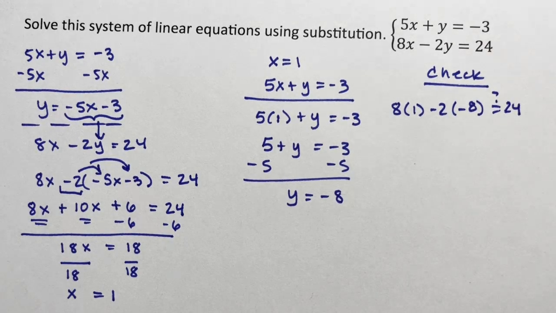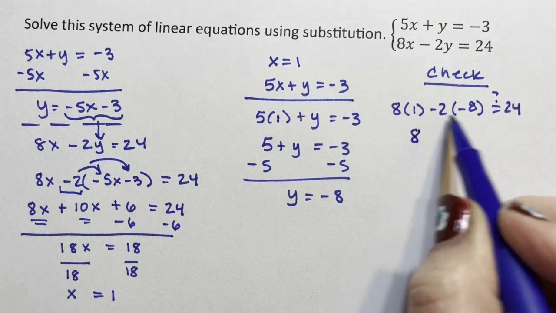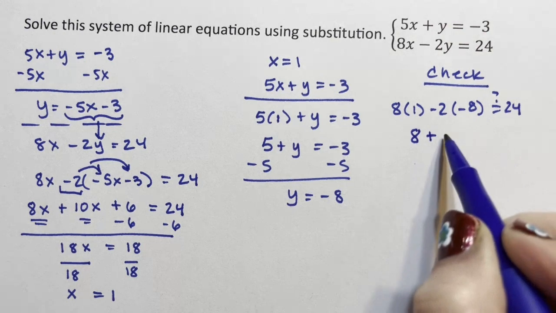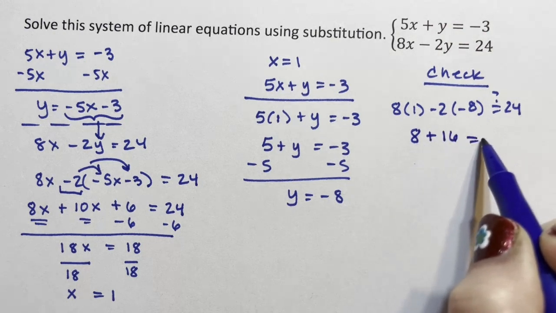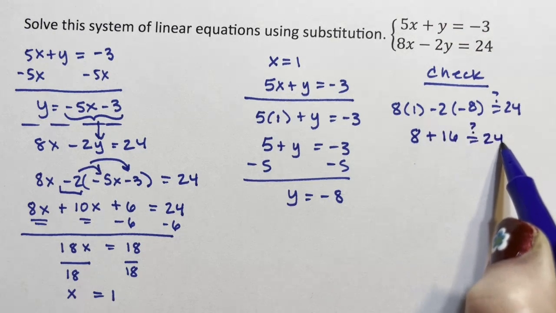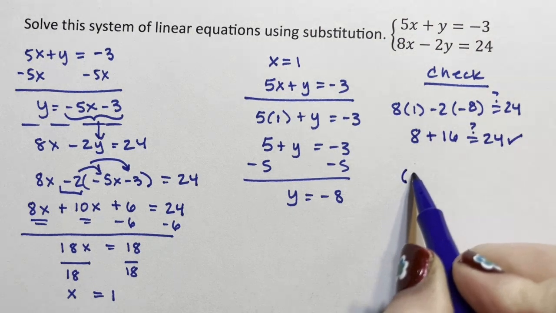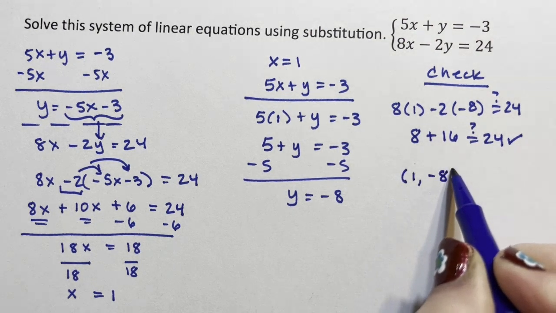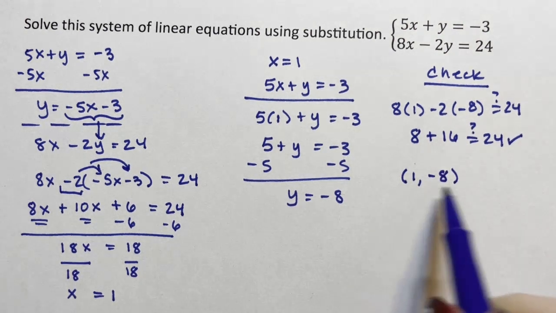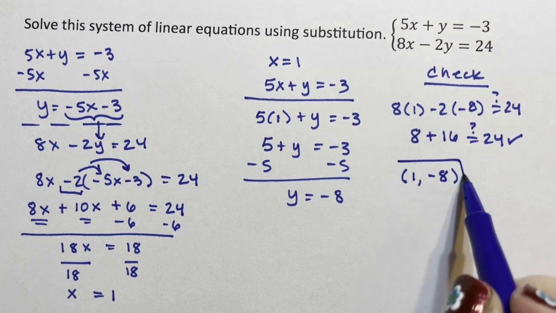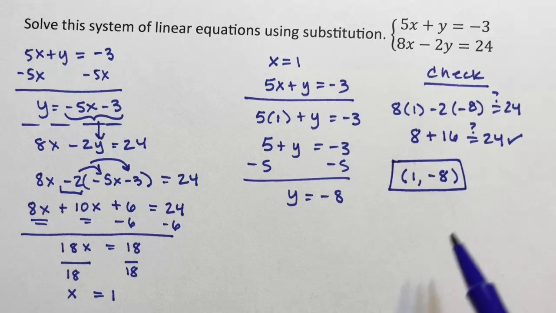Because that's what I need. So is 8, negative times a negative is positive, 2 times 8 is 16. Is 8 plus 16 equal to 24? It is. So my solution is x is 1, y is negative 8. I'm looking for an ordered pair, so I make sure I write it as an ordered pair with parentheses, and I have my answer.